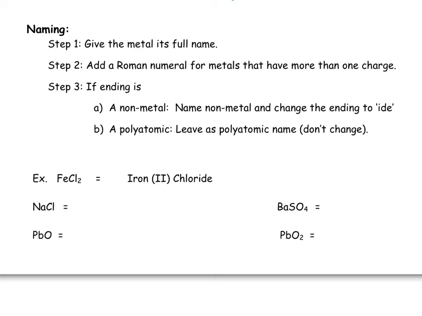Here are the answers. NaCl is sodium chloride. PbO is lead(II) oxide. Lead can either have a 2 plus or a 4 plus. By looking at what it's with, I can figure out it's a 2 plus. Oxygen always has a 2 minus charge. The formula PbO was reduced as part of the last step of writing its formula.